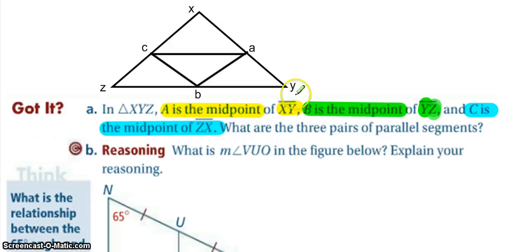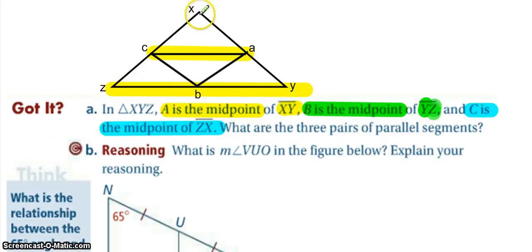So I've got my triangle X, Y, Z. A is the midpoint of XY, B is the midpoint of YZ, and C is the midpoint of ZX. So now we're being asked for 3 pairs of parallel segments. So I know that this segment right across the middle here, CA, will be parallel with the base, ZY, or you could say ZB or BY, but we normally just use the entire length.